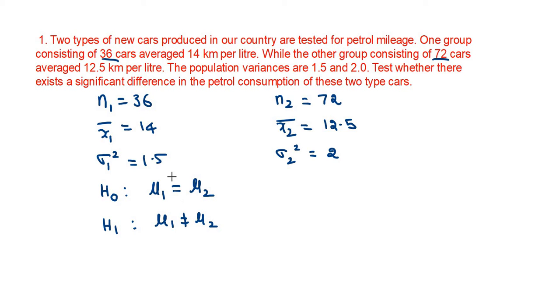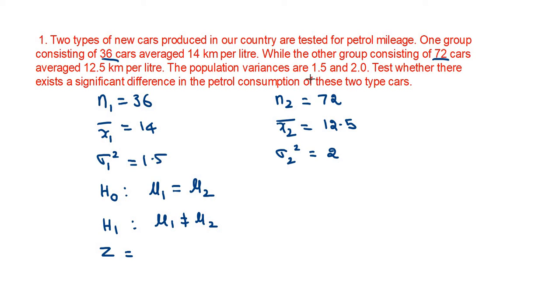If H0 is true, then we conclude that the two samples have the same mean. There is no significant difference between the two sample means. If there is a significant difference, then H1. Next we will write the test statistic formula first, then we'll find the value.